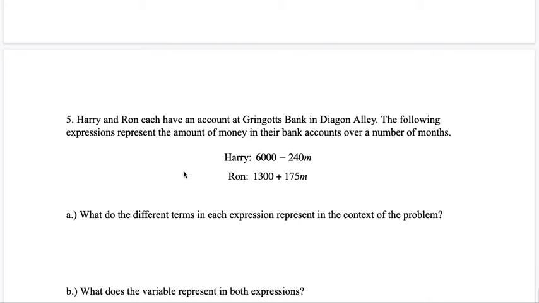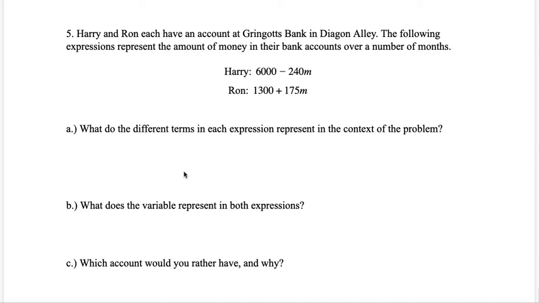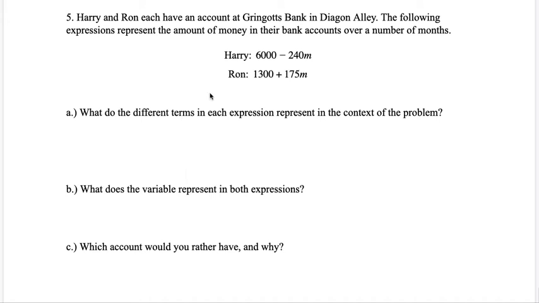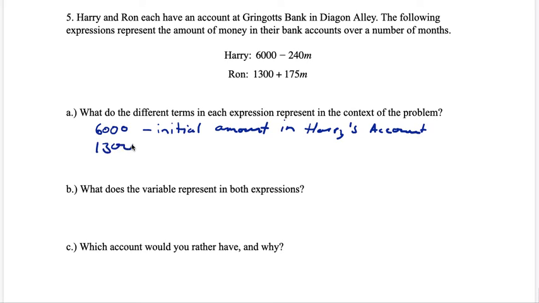Similar idea for these here, for this Harry and Ron question. It's the same kind of idea with this. Explain each part of it. Explaining each part of it, what does each of the different terms represent? So one term here, Harry, is the 6,000. The 6,000 for Harry is the initial amount in Harry's account, and likewise you can say that 1,300 is the initial amount in Ron's account.